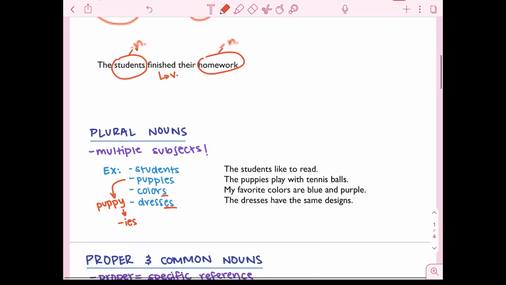Okay, so I also wrote a couple of sentences using these plural nouns so that you can also see how they look.